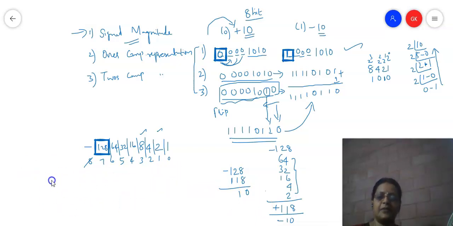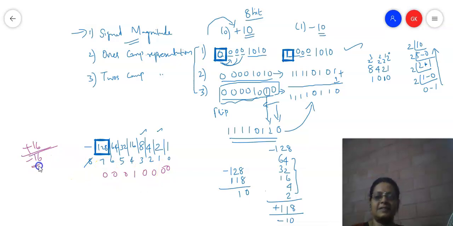Suppose, for example, I want to represent plus 16 and minus 16. How will we write the binary equivalent? Here itself I have 16, so I will put a 1 here, and then I will put 0 in all the remaining bits. So this will be equivalent to plus 16. So this is the plus 16 equivalent.